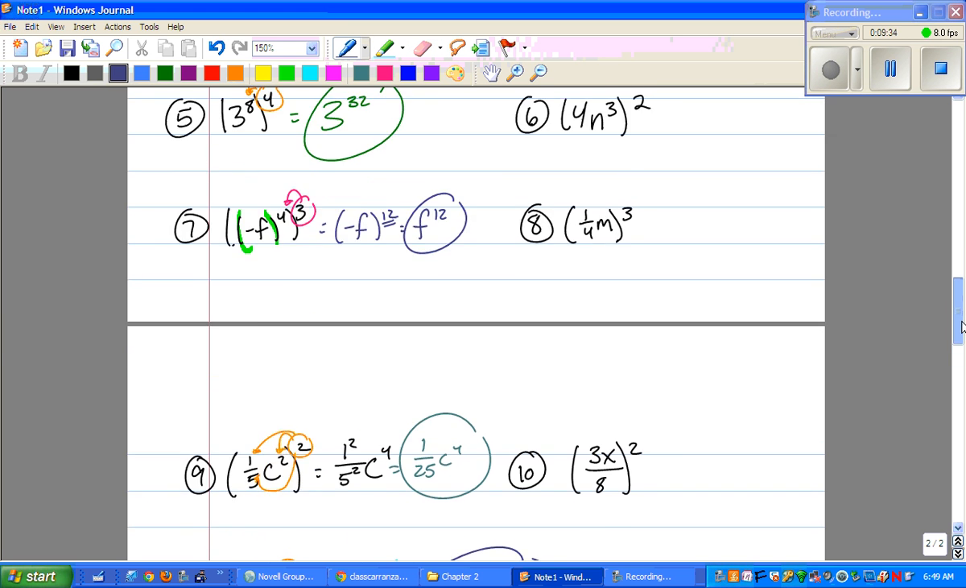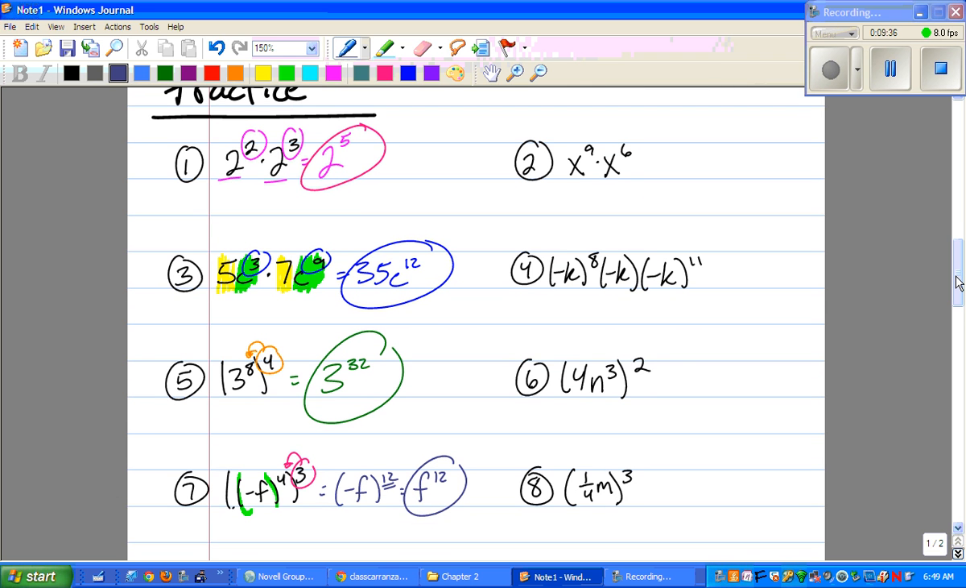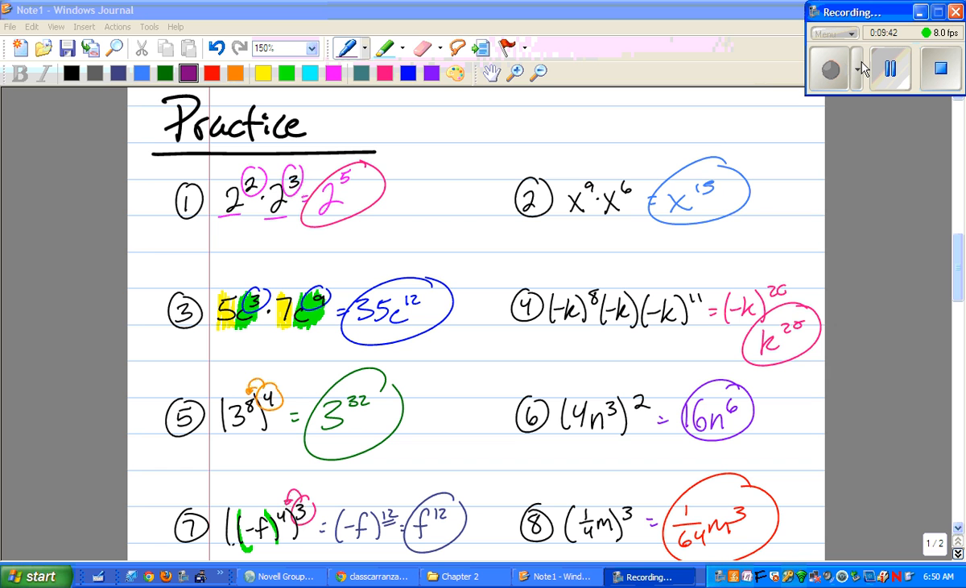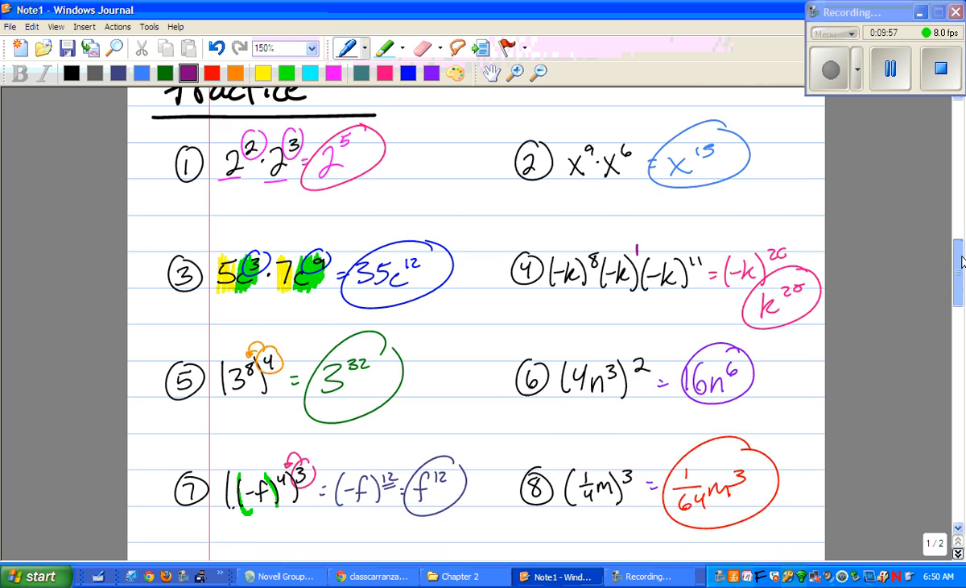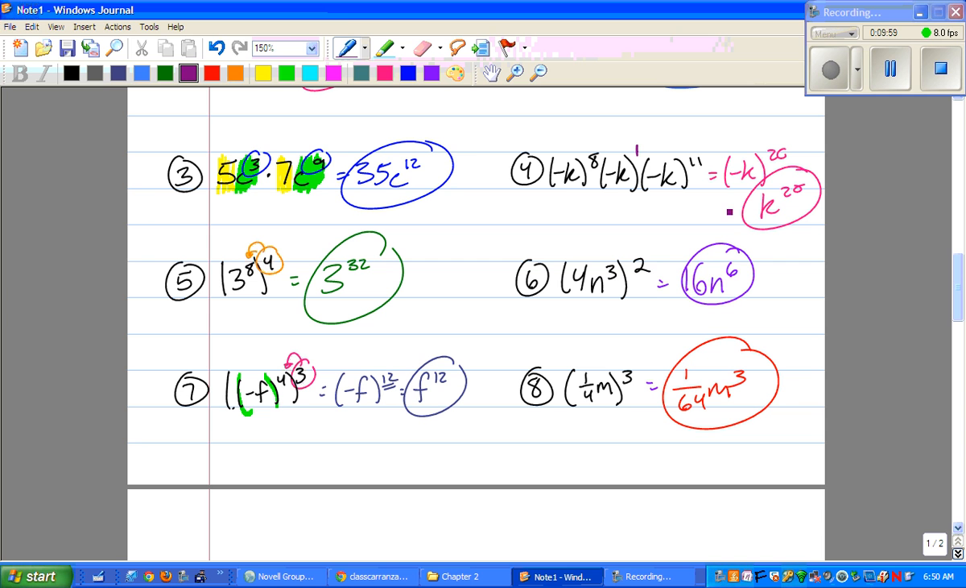All right, why don't you guys go through and try to do the evens. I'm going to have the answers up in about 5 seconds. Okay, and there are the answers. Be careful with number 4 because there is another negative k right there, which gives you a total of 20. And if it's 20, you know that your answer is going to be positive. Okay? Distribute the 2 to everything, and you need to multiply. We did the same thing for 8, 1 to the third, 4 to the third, m to the third.